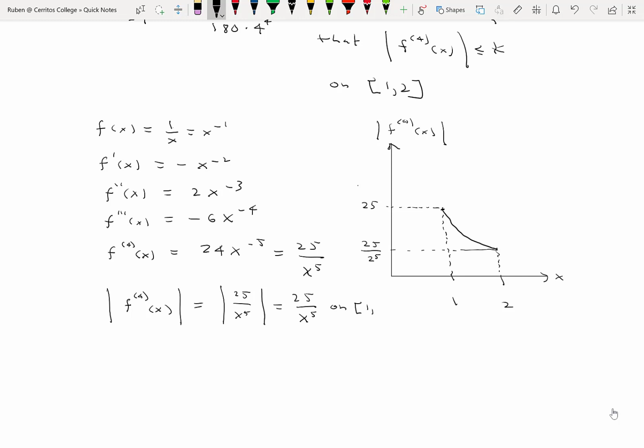So this is on the interval from 1 to 2. The absolute value of my fourth derivative is no bigger than 25 over 1 to the fifth. Again, we choose the left-hand endpoint because this is a decreasing function. This absolute value of the fourth derivative is decreasing. If you have a decreasing function on an interval, its maximum value has to be at the left-hand endpoint. So our k value, the best possible value for k, is 20.